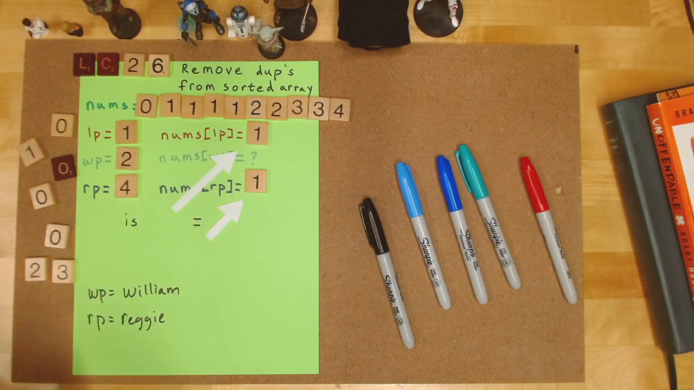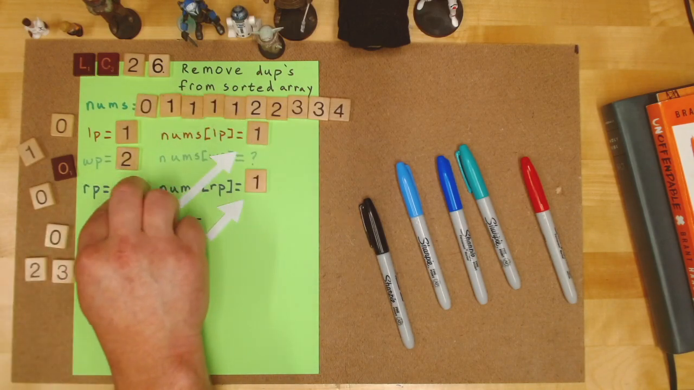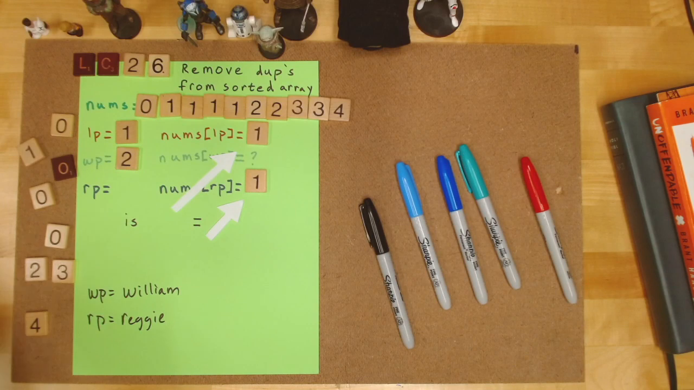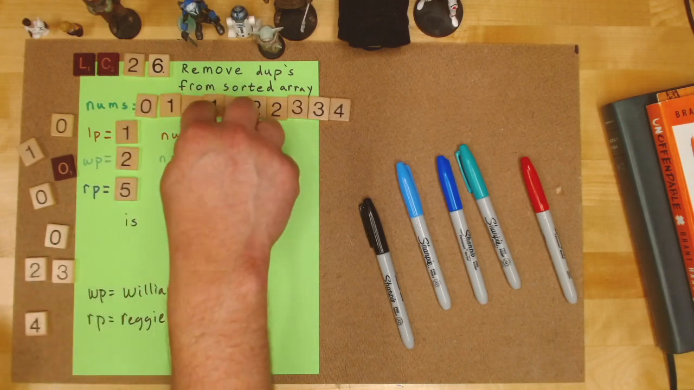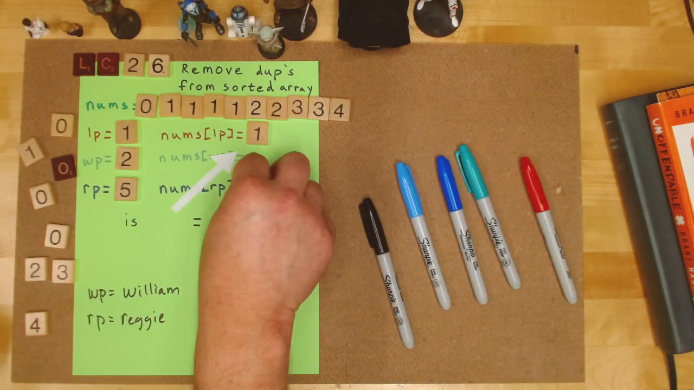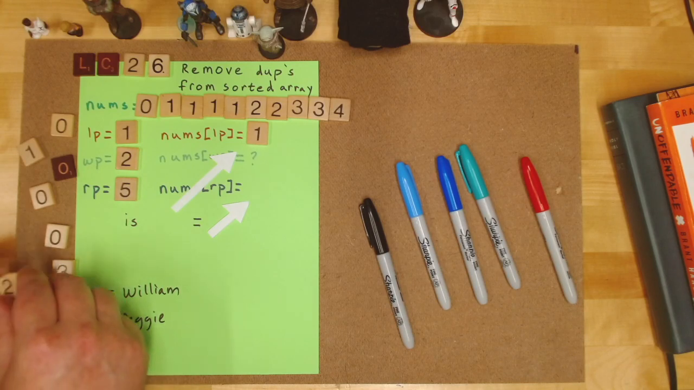There we go. So now 0, 1, 2, 3, 4, still get them printed to 5. 0, 1, 2, 3, 4, 5. All right, finally, Reggie changed something for us. Let's get a 2 in there.